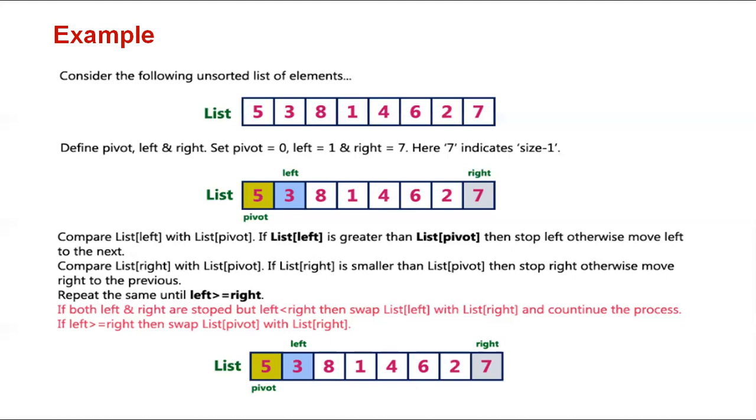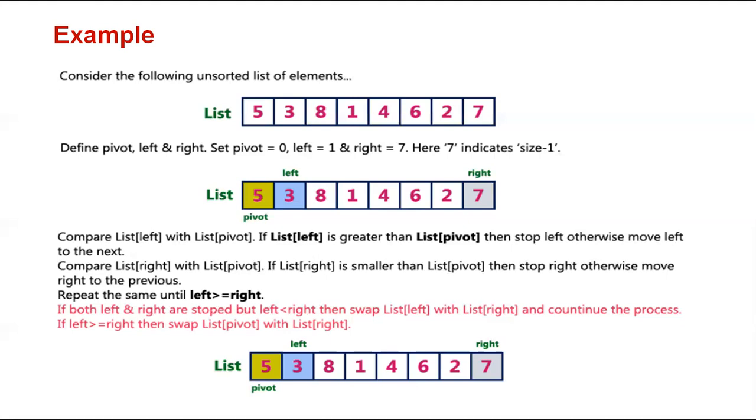Repeat the same until left is greater than or equal to right. If both left and right are stopped, but left is less than right, then swap list of left with list of right and continue the process. If left is greater than or equal to right, then swap list of pivot with list of right. Clear? So then here compare in the first step.